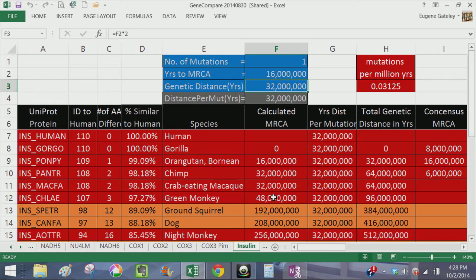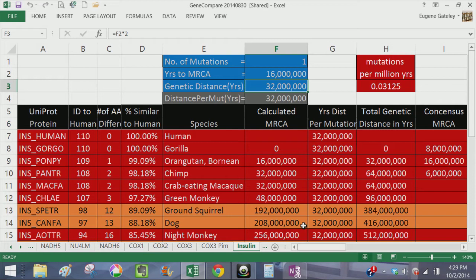But what you notice as you start going down the list, because the next one at 12 amino acid differences is ground squirrel, and at 13 amino acid differences is dog. Then your numbers start getting away as far as the most recent common ancestor, because now you're showing 208 million years ago where dog and human would have had a common ancestor, which I'm pretty sure is out of line with whatever they're going to come up with for common ancestry, a time span.